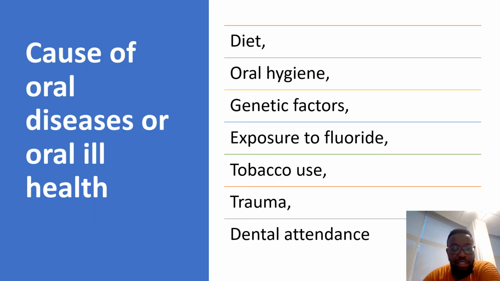So now we're looking at causes of oral diseases or oral ill health. We're looking at diet, so poor diet or dietary choices, and poor oral hygiene. You have some genetic factors. You have exposure to fluoride. Some people get fluoride through the use of fluoridated toothpaste, water fluoridation, and other sources of fluoride like fluoride varnishes or pit and fissure sealants, and all those things that could give you fluoride.